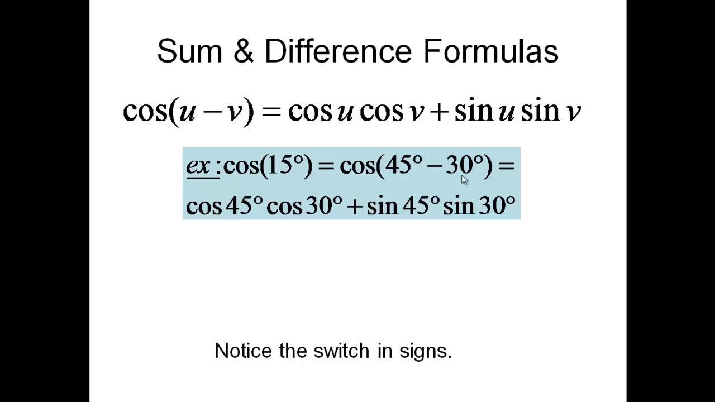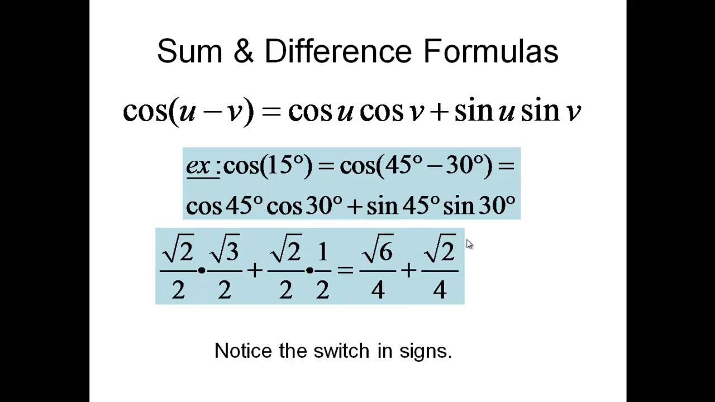Here's an example using this. Let's say we wanted to find the cosine of 15 degrees, not an angle on the unit circle. But there are two angles on the unit circle, 45 and 30, that if I take the difference of them gives me 15. If I plug in 45 every time I see U in my equation, and 30 every time I see V in my equation, we end up with cosine of 45 degrees times cosine of 30 plus sine of 45 times sine of 30. And then using our unit circle, you can see where these values hopefully come from, because sine and cosine of 45 is square root of 2 over 2, and cosine of 30 is square root of 3 over 2, and sine of 30 is 1/2.